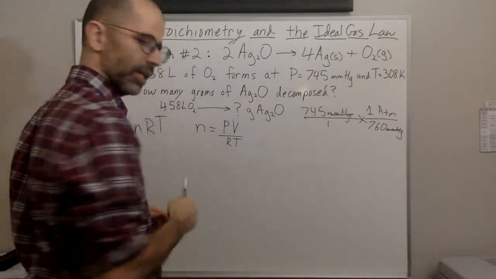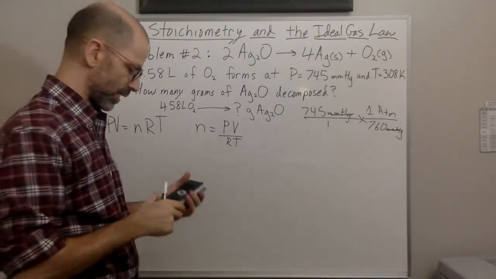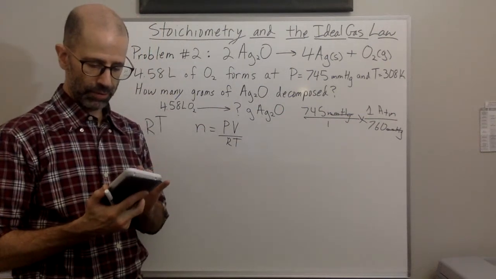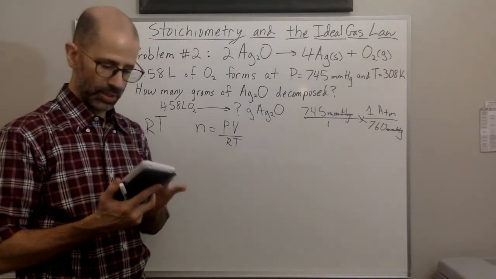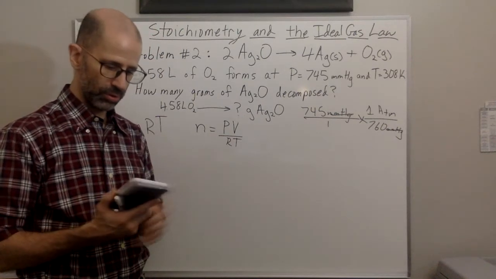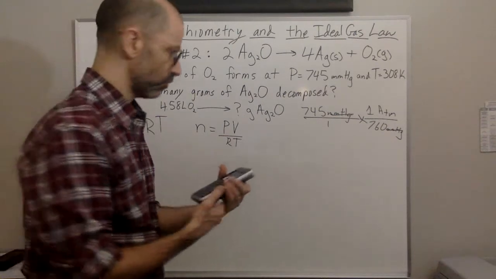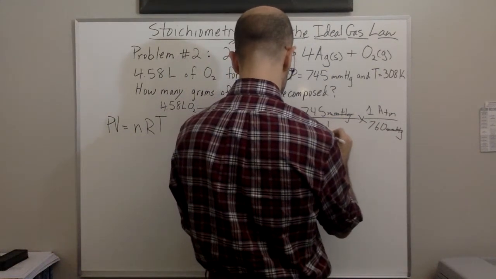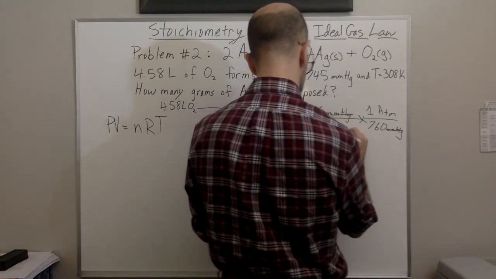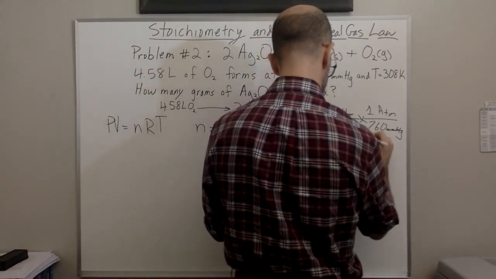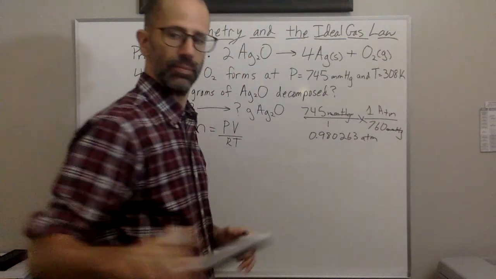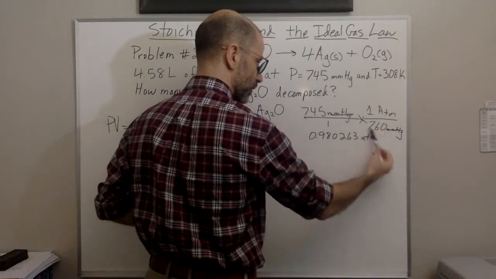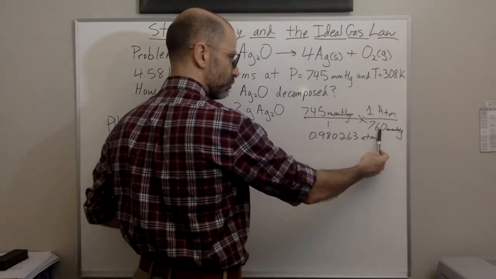So if I do that calculation, 745 divided by 760 equals 0.980263 atmospheres. Once again, this is an exact relationship, so we don't have to worry about sig figs here.